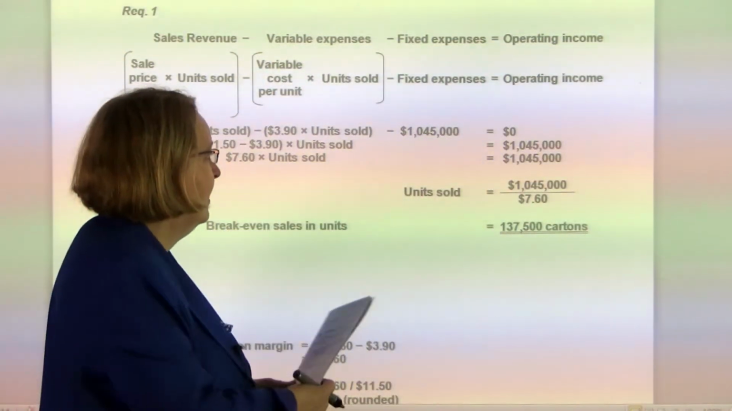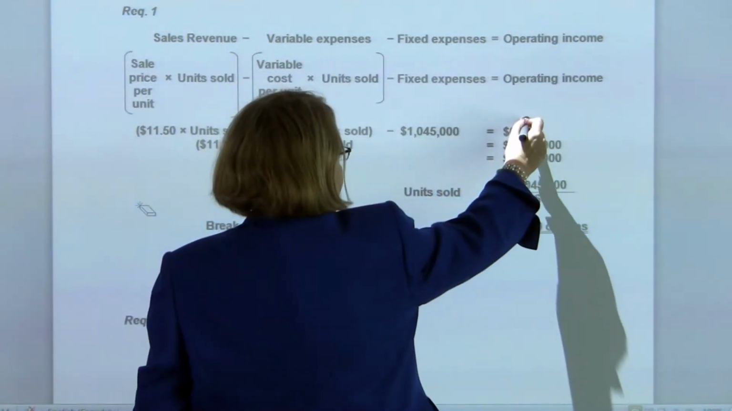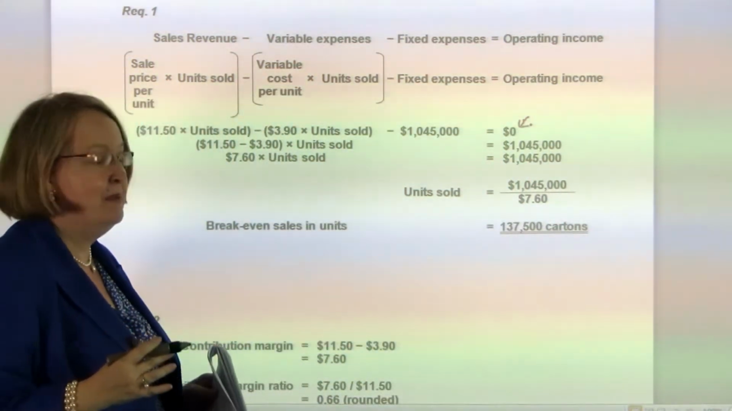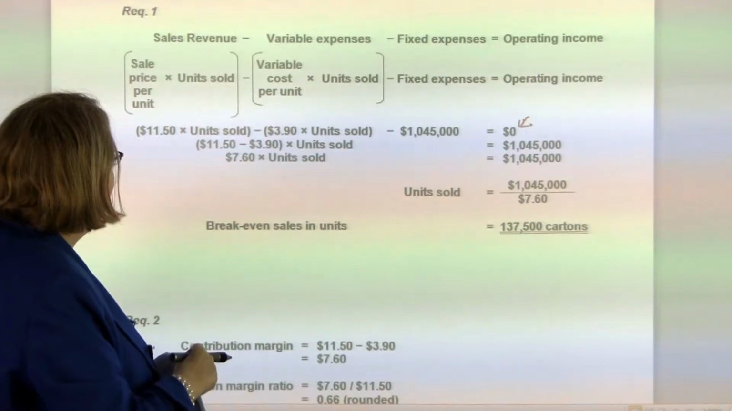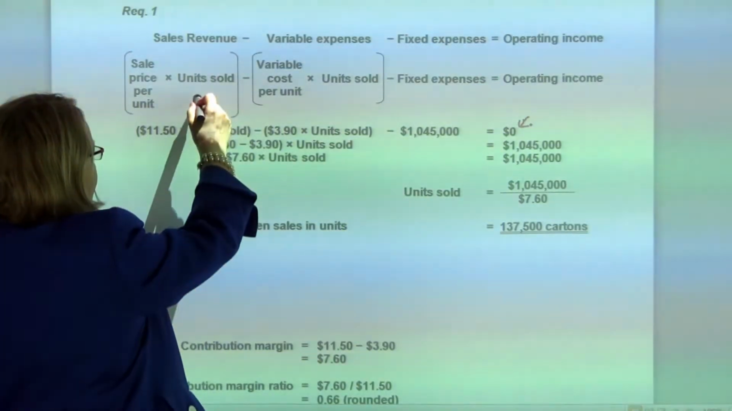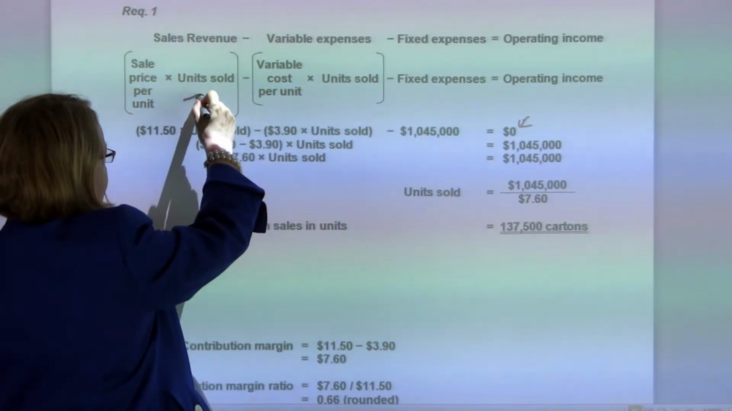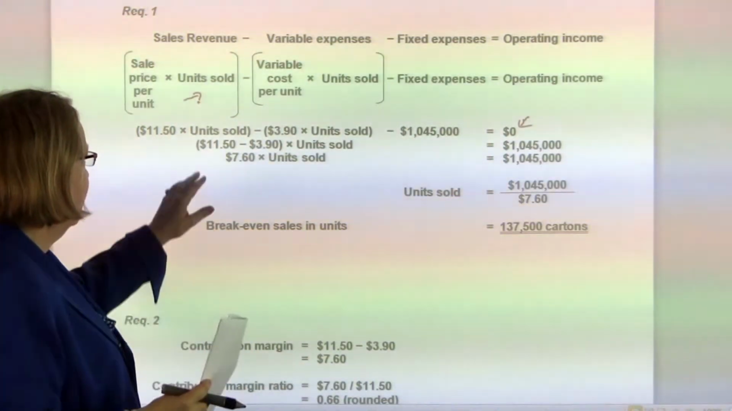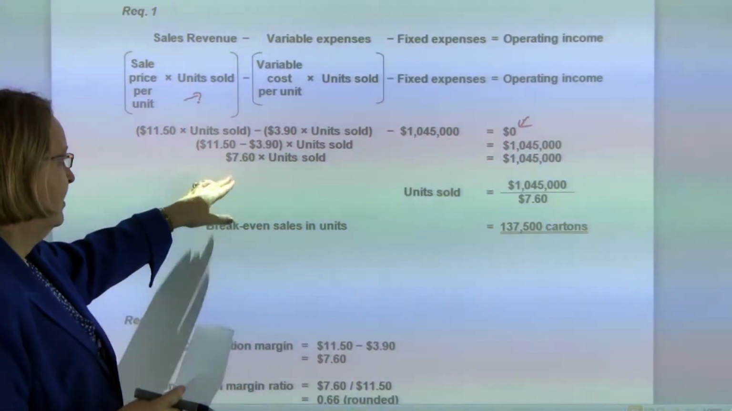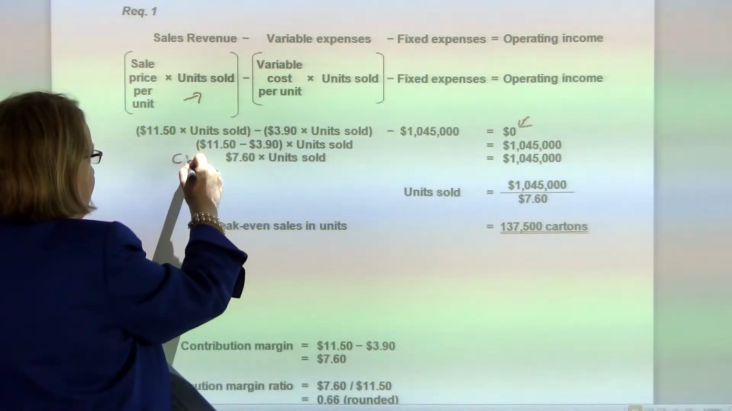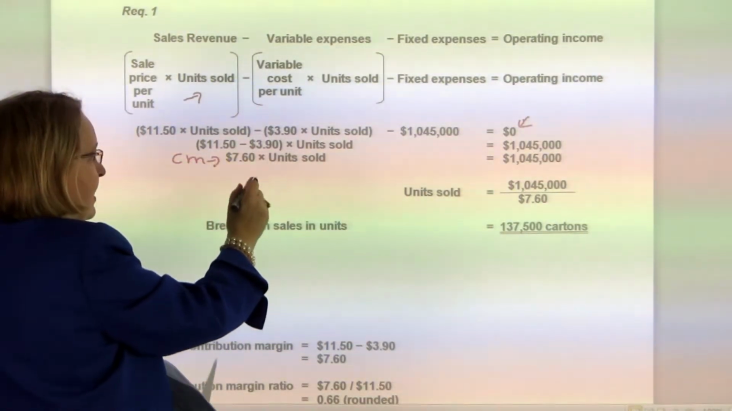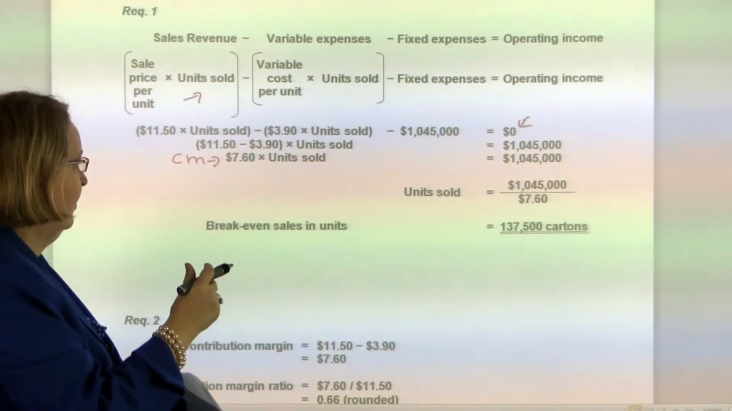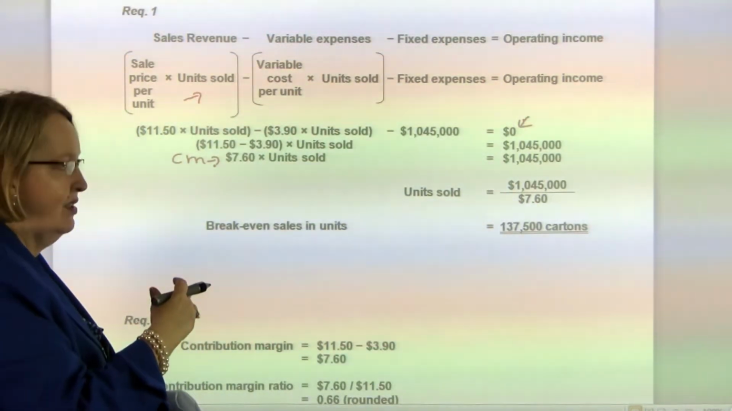Of course, operating income is 0 here because we're looking for break-even, so operating income would always be 0. What we are looking for is the number sold. The selling price less your variable cost is the contribution margin. So the contribution margin of $7.60 times the number of units sold; we are trying to calculate the number of units to break even.